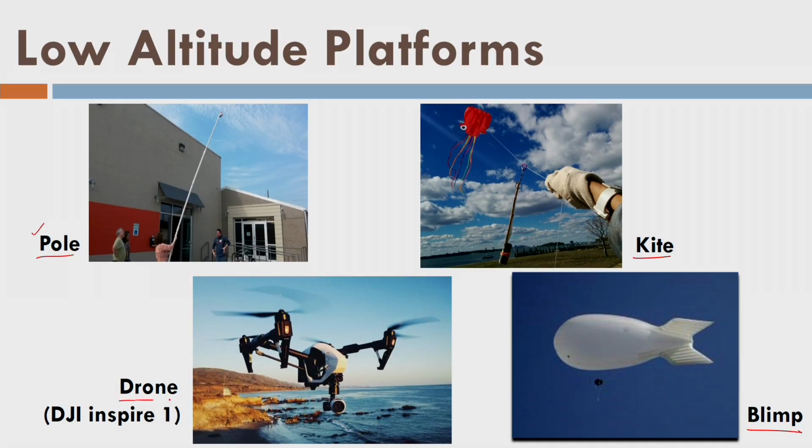Further, we have drones, which can go to good heights, around 150 meters, 200 meters and so on. So, they are also classified in the low altitude platforms. Remember, the drone carries the camera. The drone is a platform and there is a camera. Here you can see there is a DJI Inspire platform and this is the camera here.